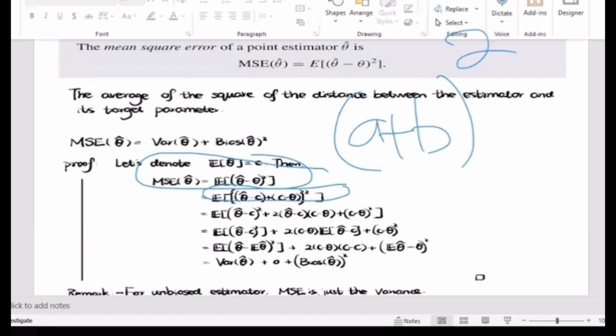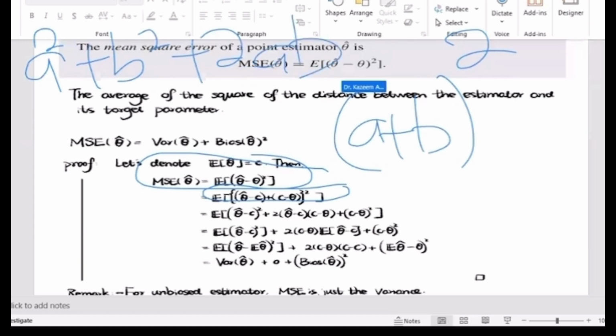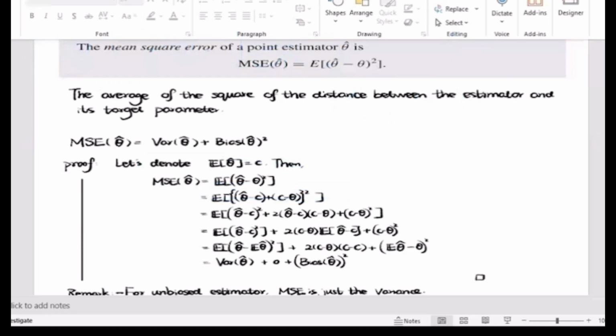If I have A plus B, squared, that's going to give you A squared, plus B squared, plus 2AB. If you take a look at what you see now, theta cap minus C is A, and C minus theta is B. Now, if you apply the rule there, you're actually going to have this guy. That's why you have that guy. So the foundation of statistical theory is mathematics. You need the knowledge of algebra.